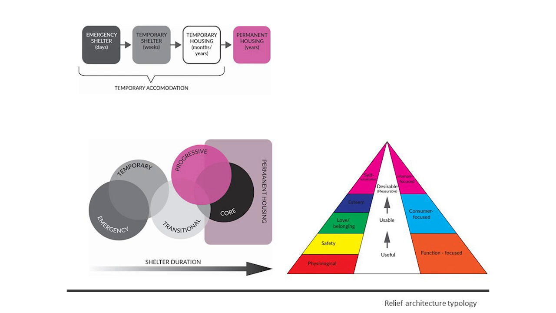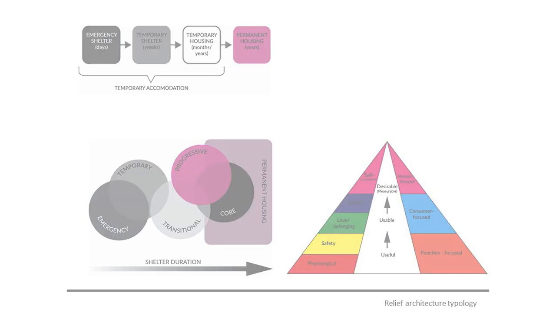A person without a house loses all safety and has no covering of the physiological needs. So here you can see the Abraham Maslow pyramid, which is a simplified pyramid of the needs of humans. First you have the physiological needs, then safety needs, then love and belonging, then esteem and self-actualization.